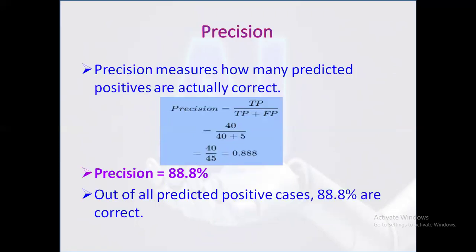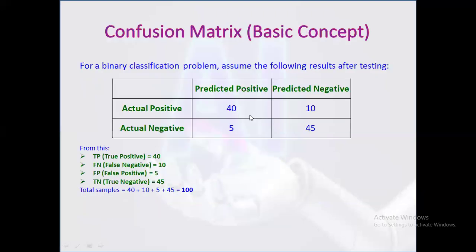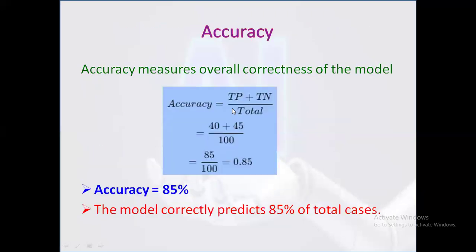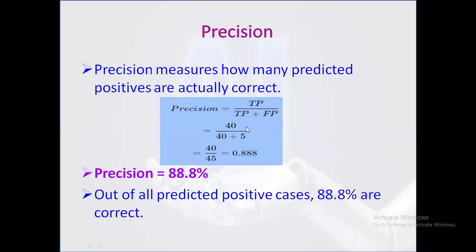Next, precision. The precision in this example we are calculating as 88. This is given by the formula true positive divided by true positive plus false positive. We know the true positive value from the table. True positive is 40 and false positive is 5, so 40 plus 5. So we are getting 0.88.